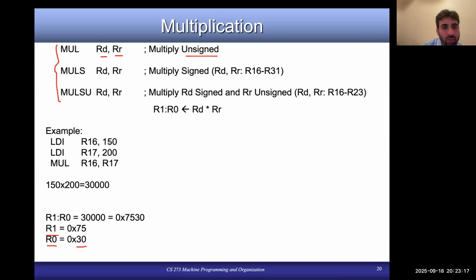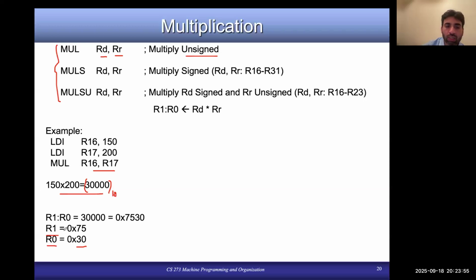So here is an example. Let's say you want to multiply 150 with 200. You are loading the immediate values into R16 and R17, and then you are saying multiply R17 with R16. So you will get this result. Sorry, this is kind of confusing because this is decimal. Then this result will be placed in R1 and R0, lower 8 bits going to R0 and upper 8 bits going to R1.